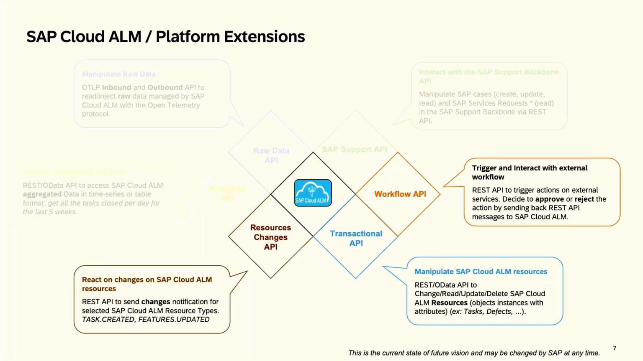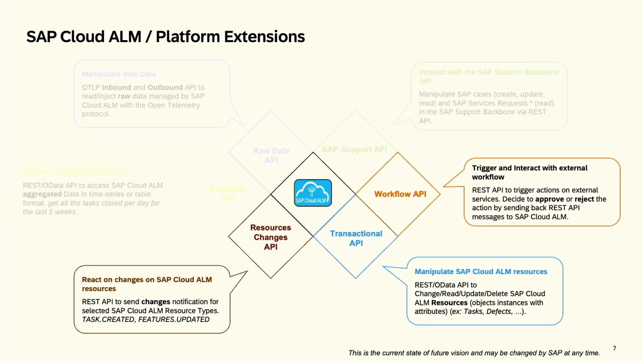So with a transactional API, you will be able to get data from this resource, to update this data, or to delete this data. The second type of API is a resource change API. It's a REST API, which is used to notify external systems that there is a change on one of the resources of SAP Cloud ALM.